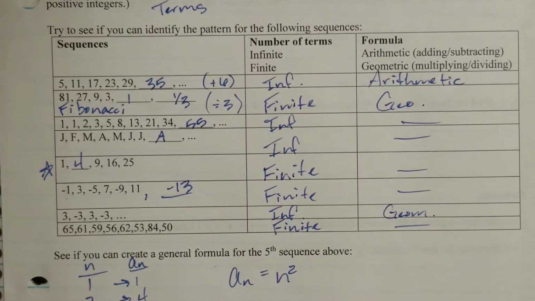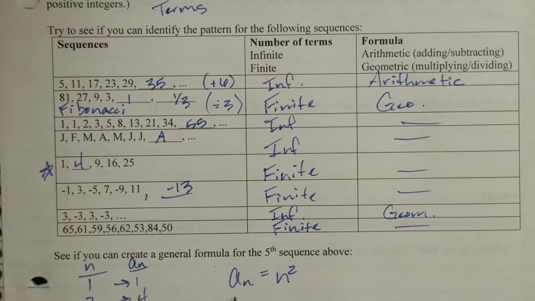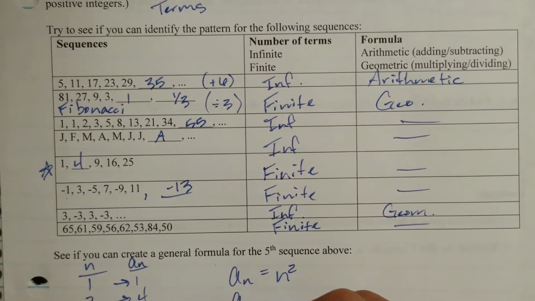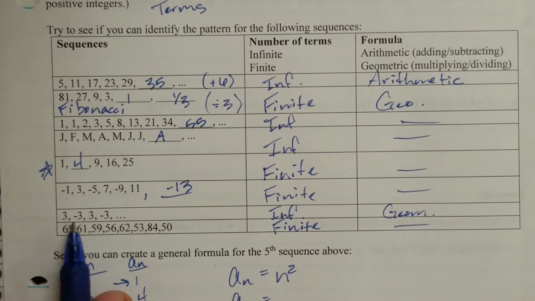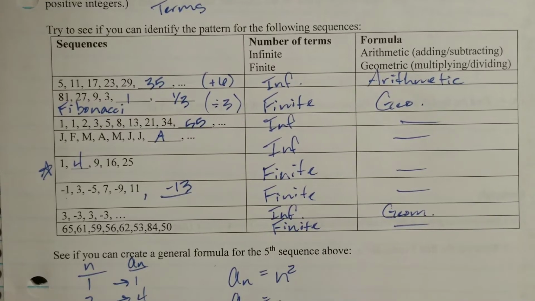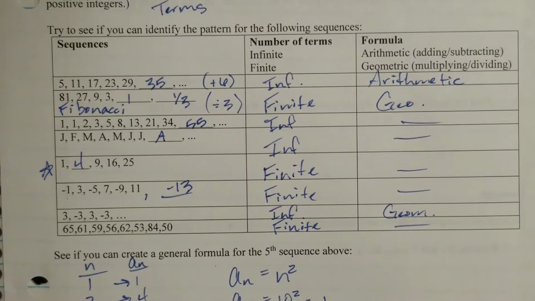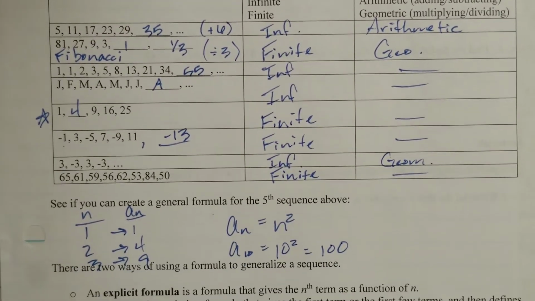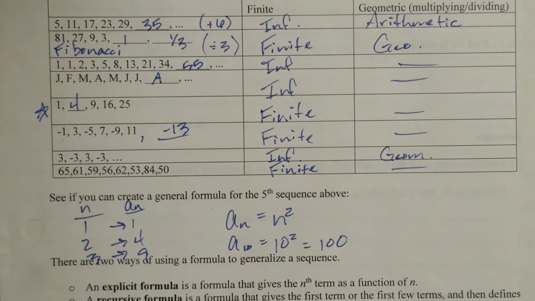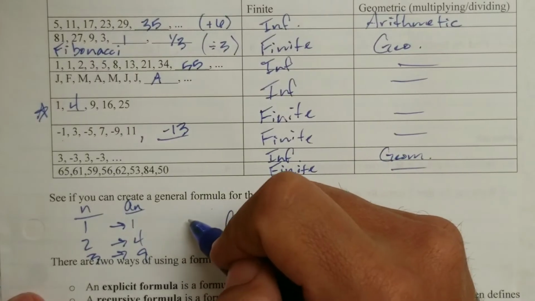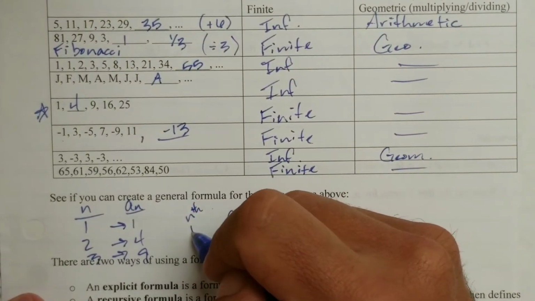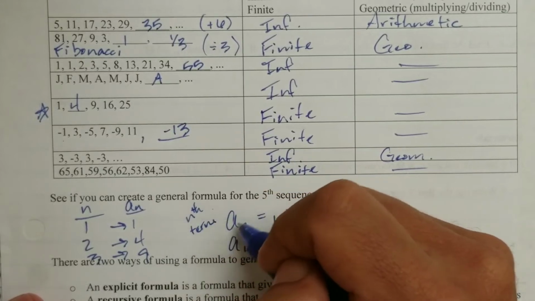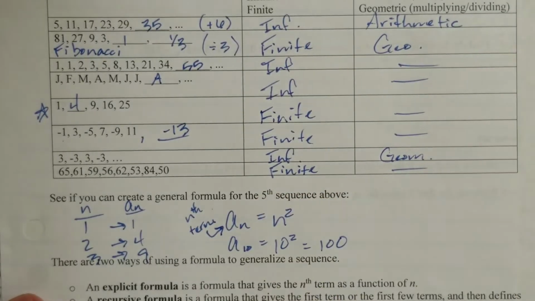So what we can use this formula for, I can find any term. So if I wanted the 10th term, I wouldn't have to continue that sequence. I could just plug it into the formula and I would get 100. Okay. So again, this right here is the nth term. Is how we say that.